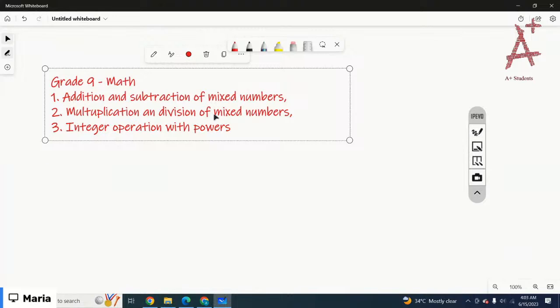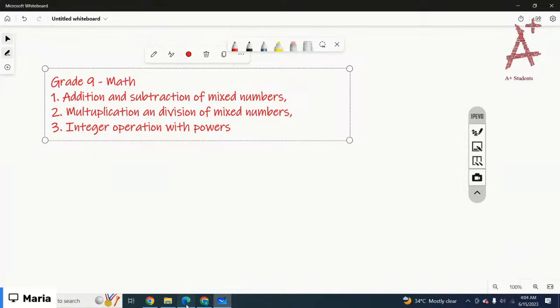We're going to start with grade 9 maths. You can find all the lessons on aplusstudents.com. We're going to start with the lesson on rational numbers. The first lesson is addition and subtraction of mixed numbers, then multiplication and division of mixed numbers, and then integer operations with powers.